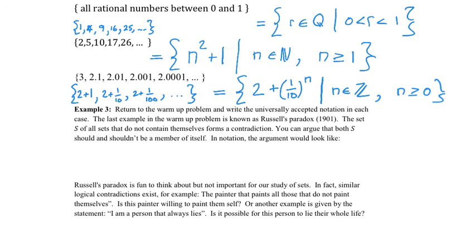So now when I plug in all of these values, plugging in 0 right here gives me 2 plus 1, so that works. And then plugging in 1 here gives me 2 plus 1/10. And then plugging in 2 right here gives me 2 plus a hundredth, and so on and so on. So this is one way that you can put this set from list notation to builder notation.